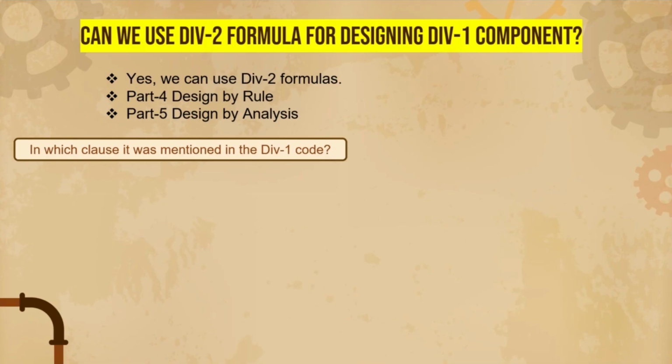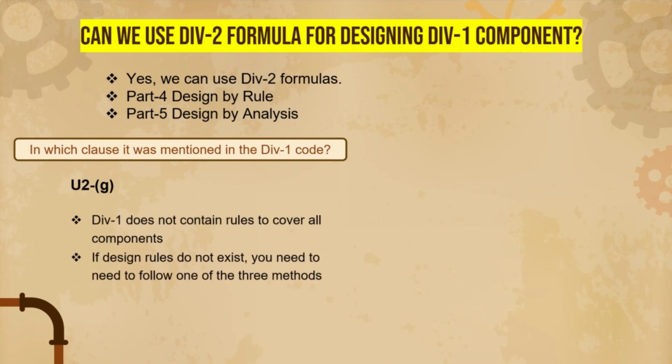It is clearly mentioned in ASME Section VIII Division 1, in clause U-2(g), guys. What the U-2(g) clause says is that Division 1 does not contain rules to cover all components. If you do not find design rules for designing your Division 1 component, you need to follow one of the three methods. If you didn't find formulas to calculate or design your Division 1 component, you need to follow one of the three methods.